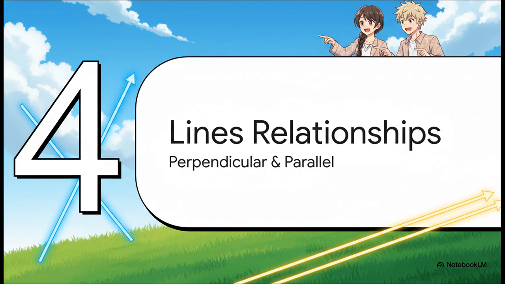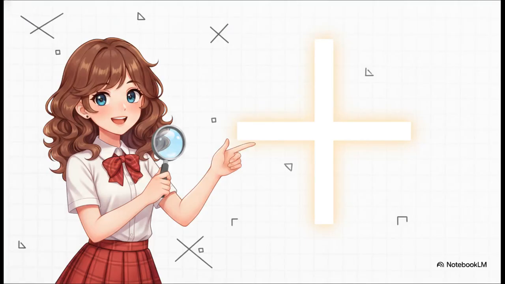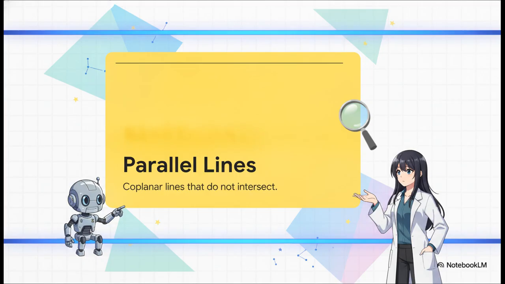And that brings us to section 4, perpendicular and parallel lines, line relationships. First up here, we've got perpendicular lines. When lines cross each other and form a perfect 90-degree right angle, they're perpendicular. Just think of a perfect plus sign. On the flip side, parallel lines are coplanar, meaning they exist completely flat on the exact same plane, but they will never ever cross paths. They can go on for infinity and literally never touch.